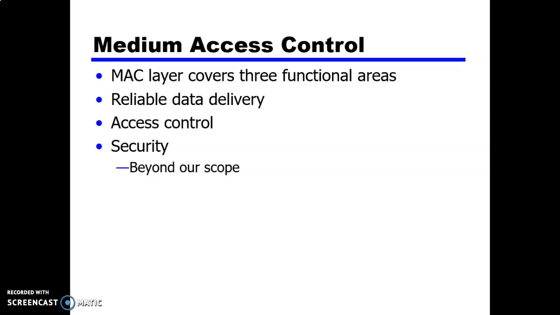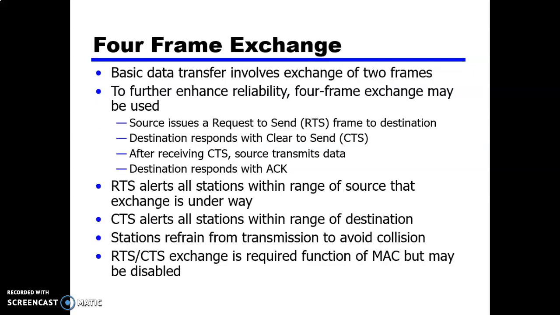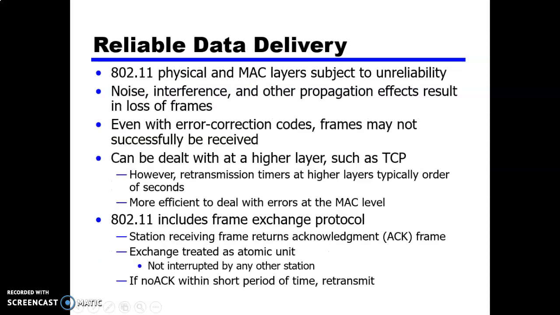So let's go on and see reliable data delivery. Reliable data delivery services are designed to provide guaranteed and accurate delivery of data over unreliable or best-effort networks. And as we know, 802.11 physical and MAC layers are subject to unreliability. 802.11 is a WLAN protocol, meaning wireless LAN protocol. So noise, interference and other propagation effects result in the loss of frames. Even with correction codes, a frame may not be successfully received.